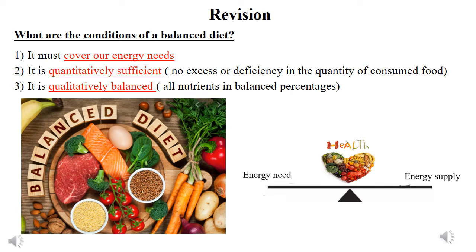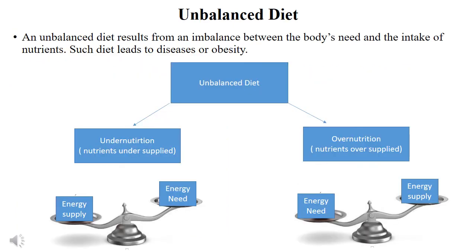What happens if one of these conditions is absent? Malnutrition occurs. An unbalanced diet results from an imbalance between the body's need and the intake of nutrients. Such diet leads to diseases or obesity. So a diet is said to be unbalanced if the nutrients are undersupplied or if the nutrients are oversupplied.